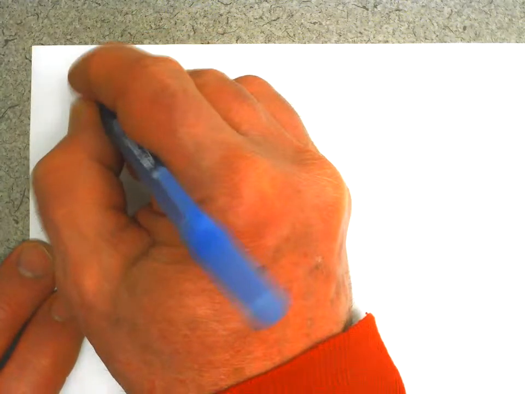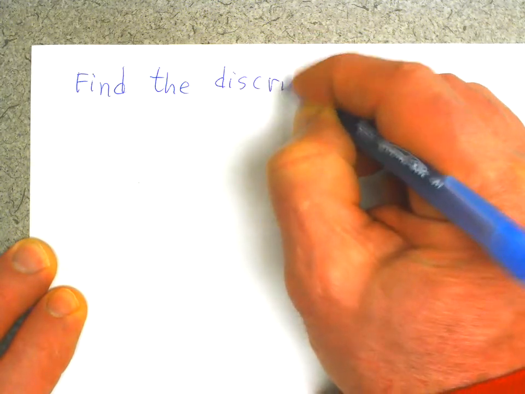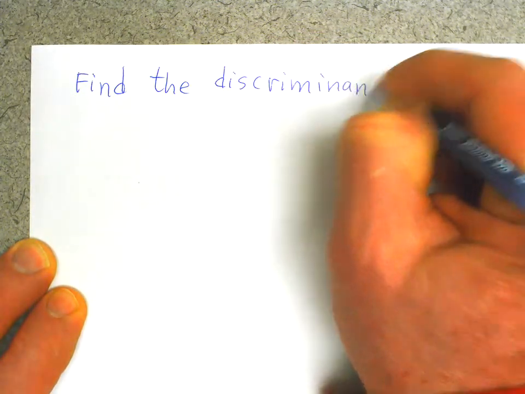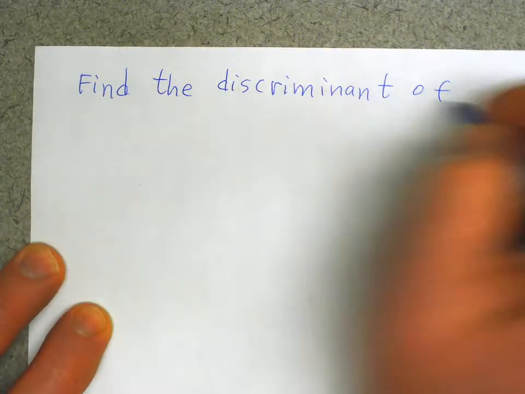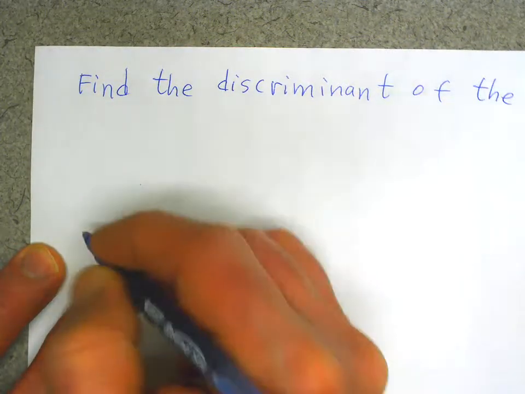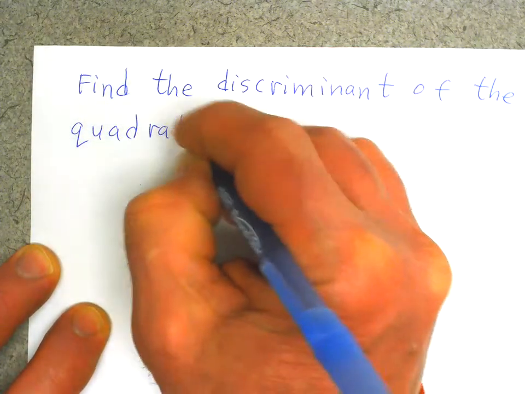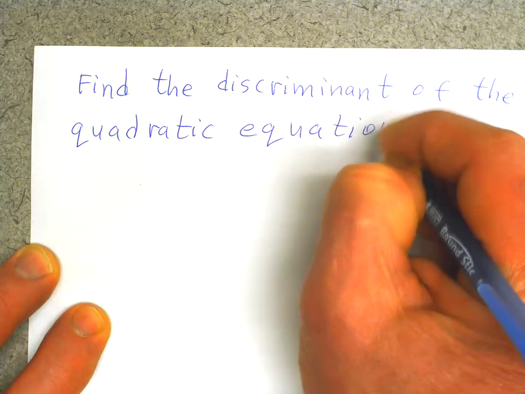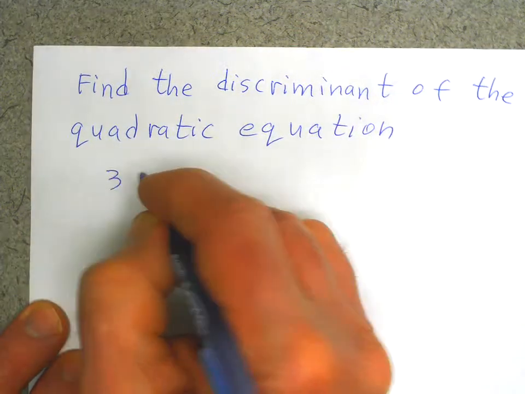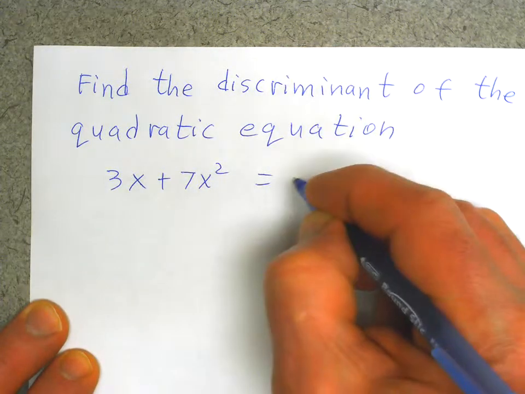One more example. Find the discriminant of the quadratic equation 3x plus 7x squared equals -1.